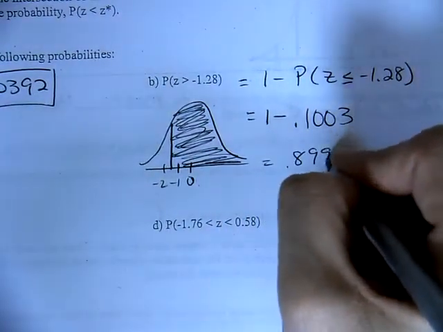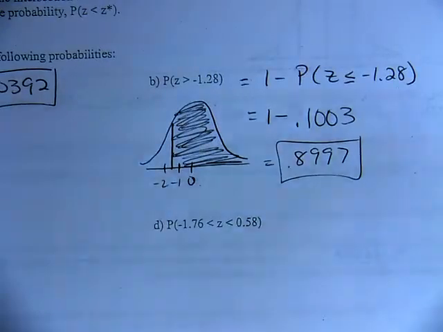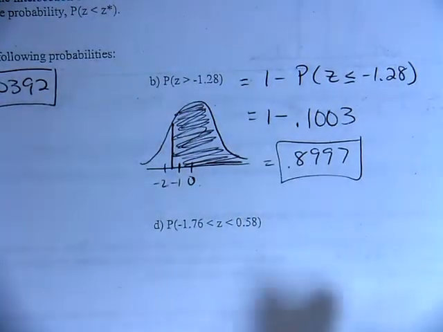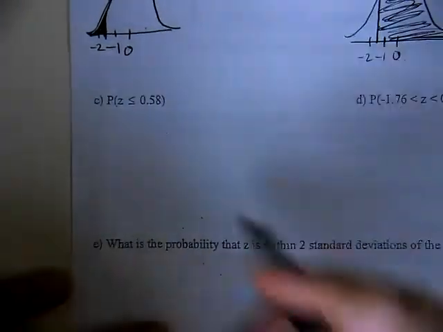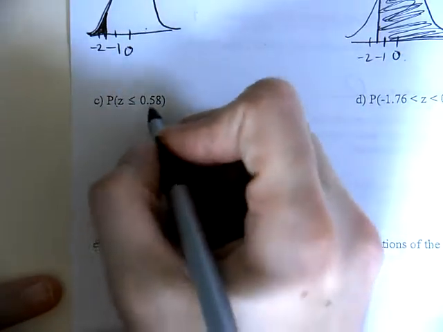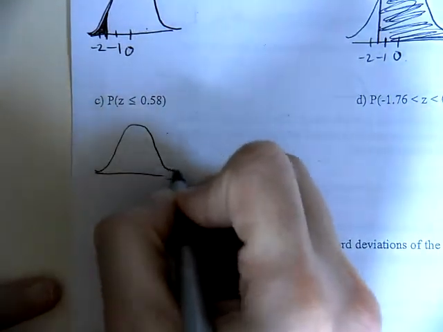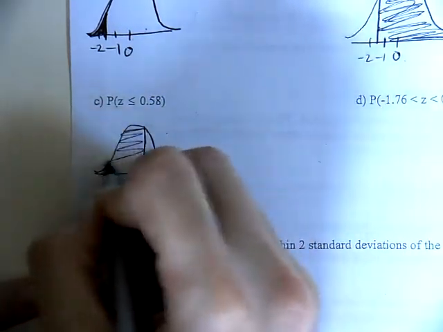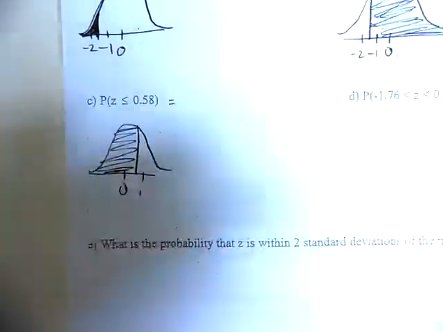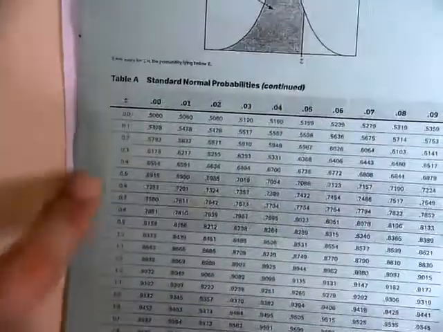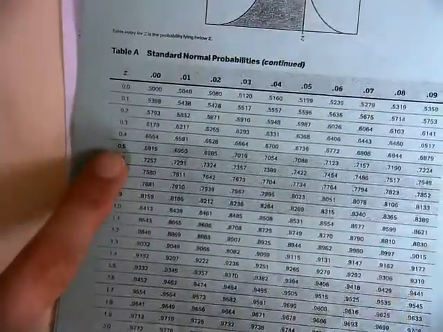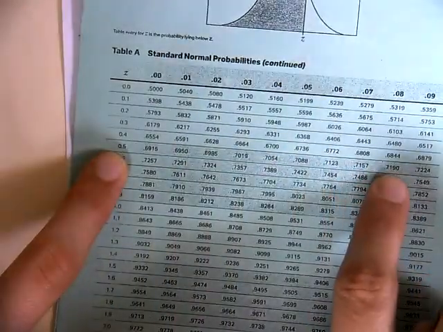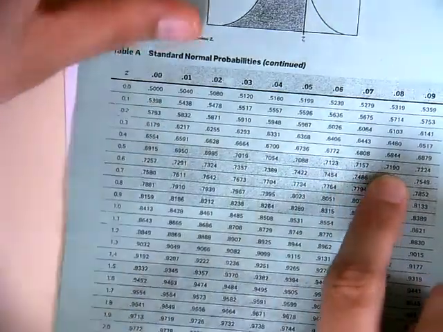So 0.8997, which makes sense looking at the sketch. What's the probability I get a z-score less than or equal to 0.58? So 0, 1, 0.58, I want less than or equal to. So I'm going to go to the positive side. If you take your table and flip it to the next page, there's the positive side. So you want 0.58, 0.7190.